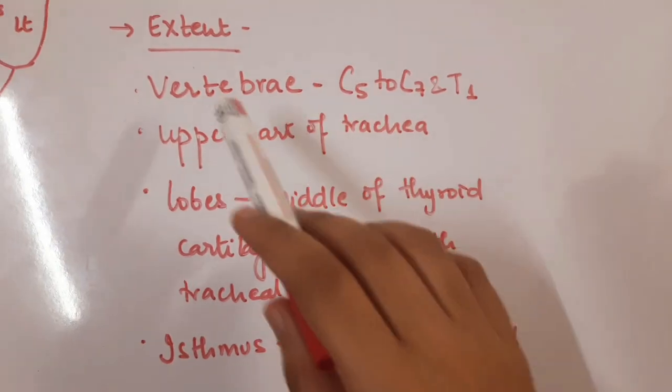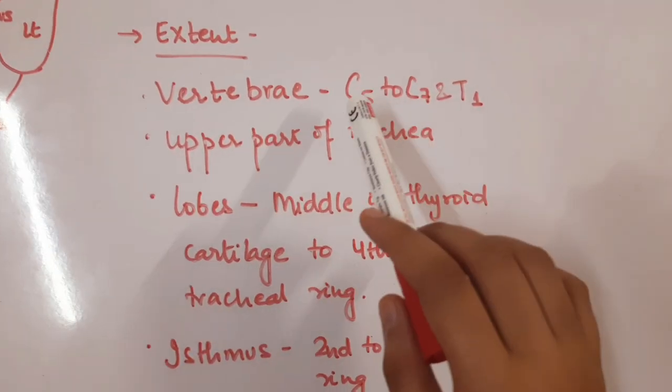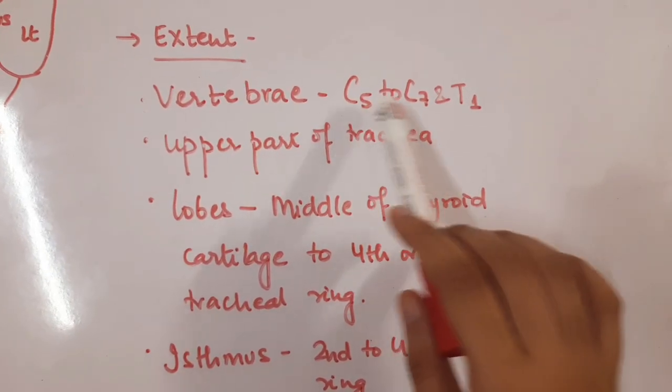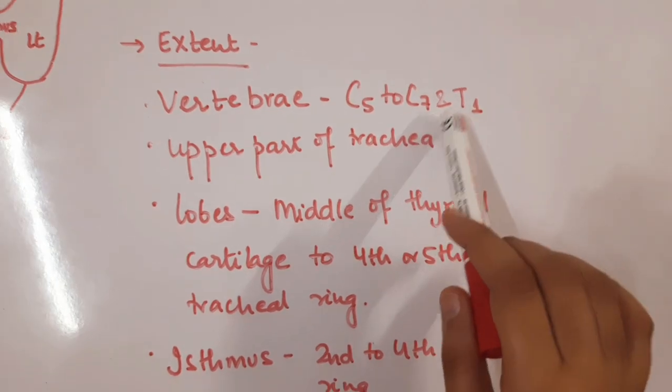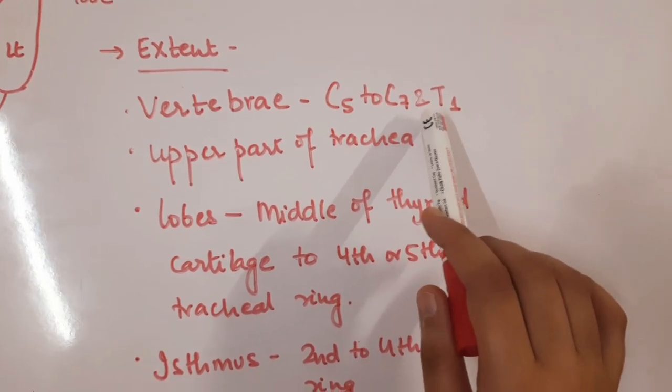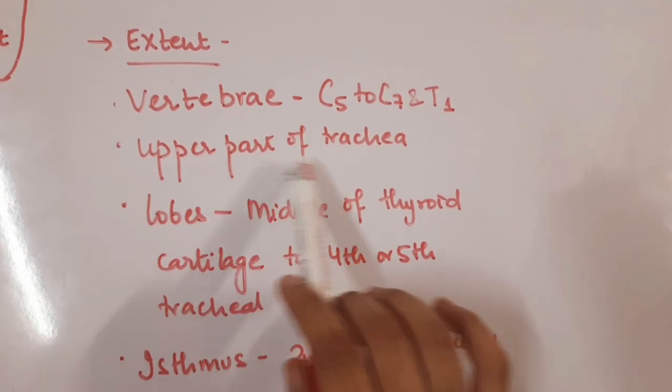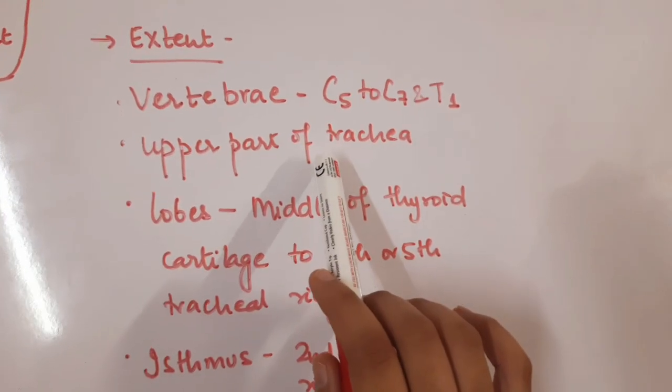If we look at the vertebral extent of the thyroid gland, it lies against the C5 to C7 vertebrae and may also go up to T1 level. Okay, and then it is related to the upper part of the trachea.